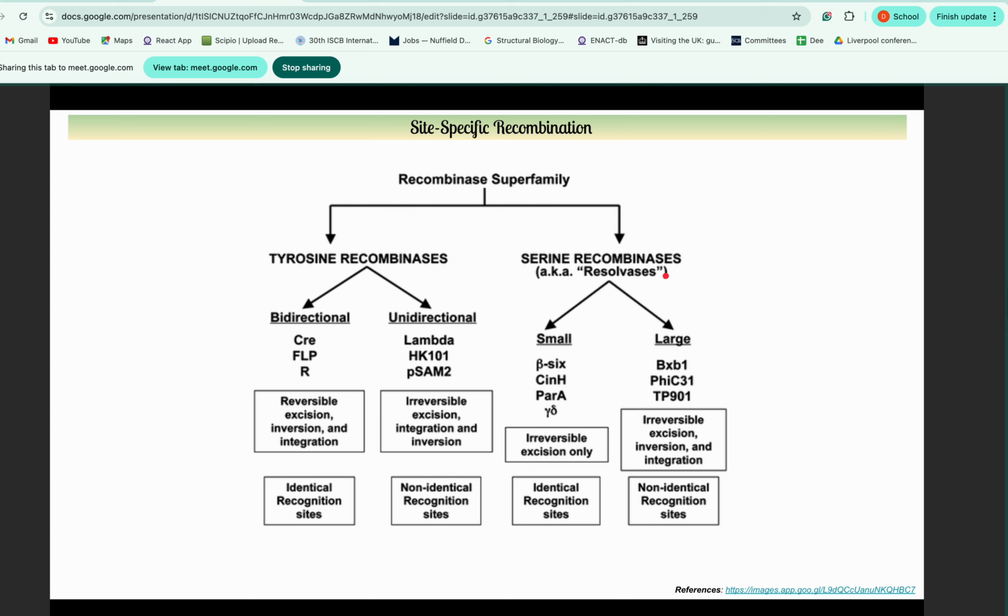In the case of serine recombinases, which are also known as resolvases, in a few examples you might see syn resolvase. Syn resolvase is a type of serine recombinase. They could either be small or large, and here are some of the properties. If you're interested you can go into this, otherwise detailed information is not required.